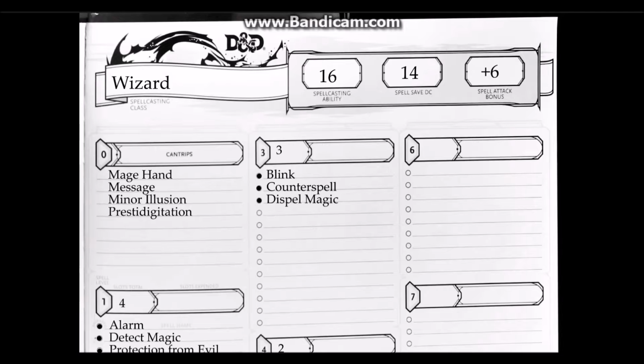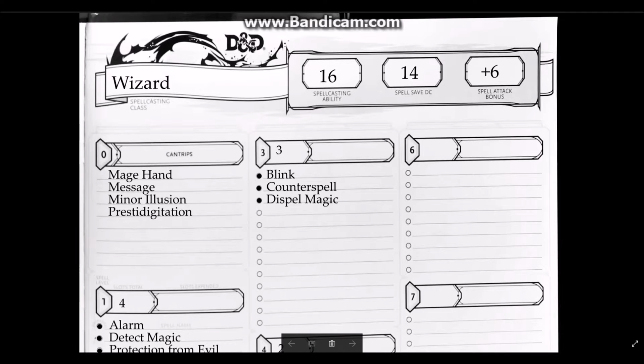So, since Celeste is a wizard, her spellcasting class is wizard. Pretty straightforward. Spellcasting ability. Depending upon which spellcasting class you are, you have a different spellcasting ability. In the case of wizards, they use their intelligence ability. Now, Celeste had an intelligence of 16, so her spellcasting ability is 16. However, bard characters use their charisma ability. So, that's how that changes.